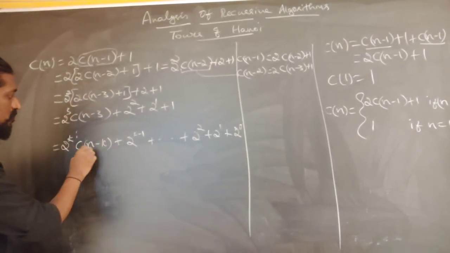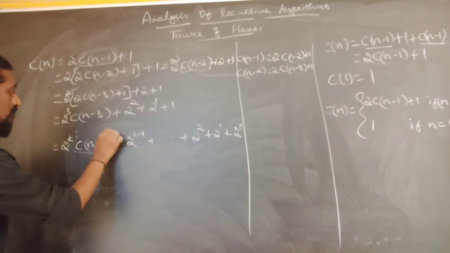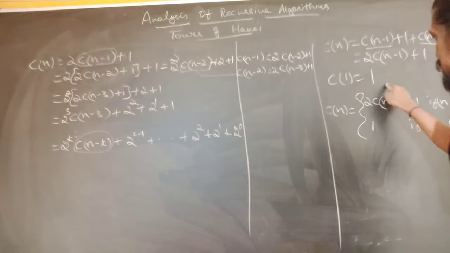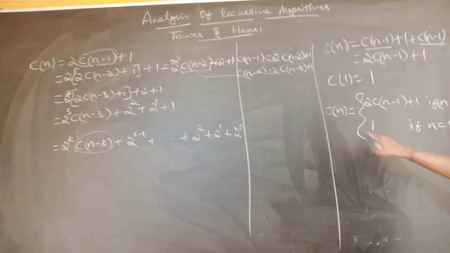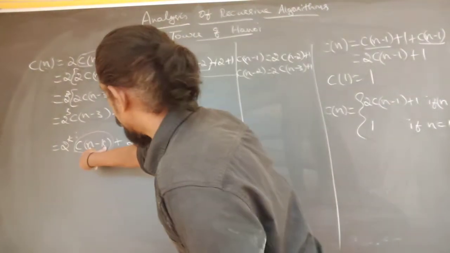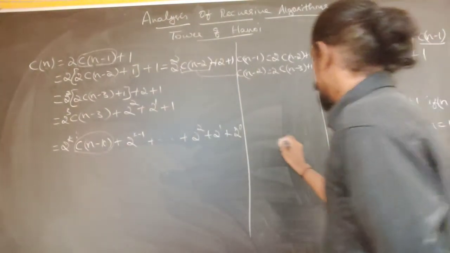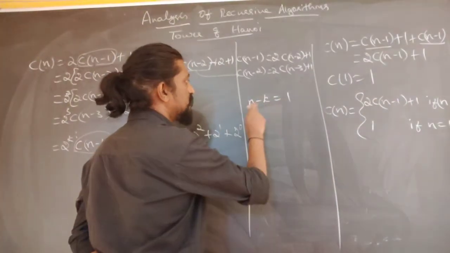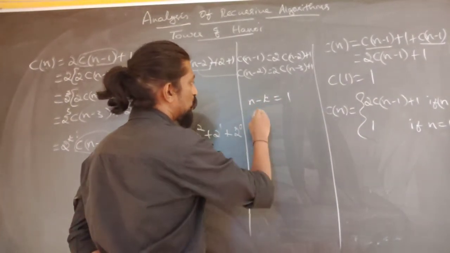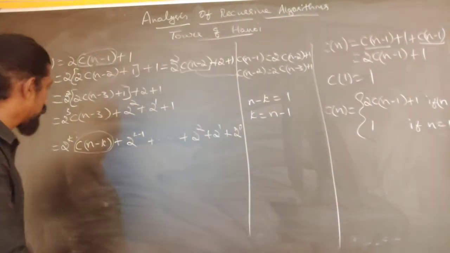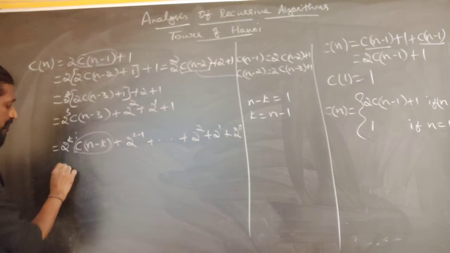So now, to solve this, we will take the help of the initial condition. C of 1 is equal to 1. When n value is equal to 1, this will become equal to 1. So what we can do is, if this has to become equal to 1, whatever is present in the bracket has to become 1. That is, we want n minus k to become 1. If n minus k is equal to 1, then it means k is equal to n minus 1. So we will substitute k is equal to n minus 1.